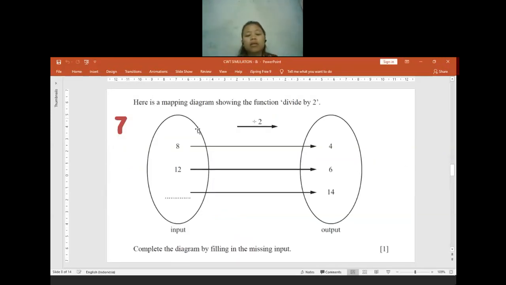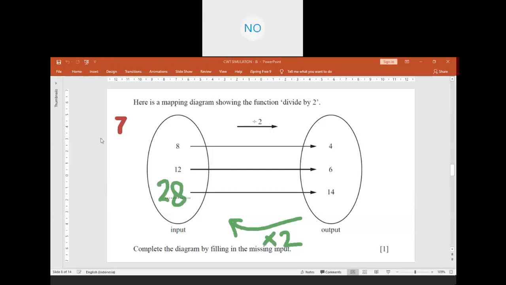Here is the mapping. From the input to get the output, I need to divide by 2. So if I have the output and I want to find the input, we need to do the opposite. So what do we have to do? Yeah, we need to do the opposite. We need to times it by 2. How many will it be? It will be 28. Is there anyone who gets confused? No, teacher. Okay. If no one gets confused, I'll continue to the next question.